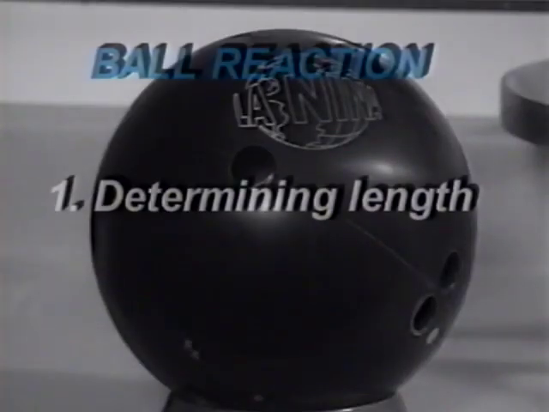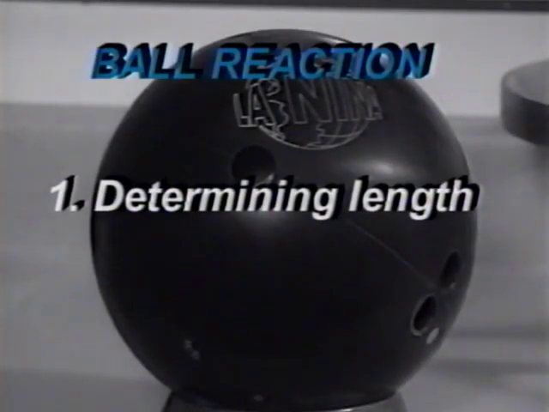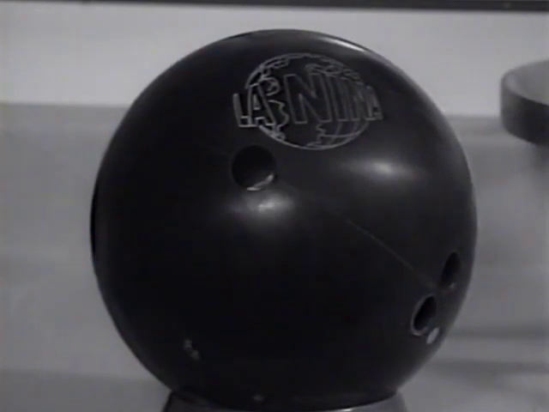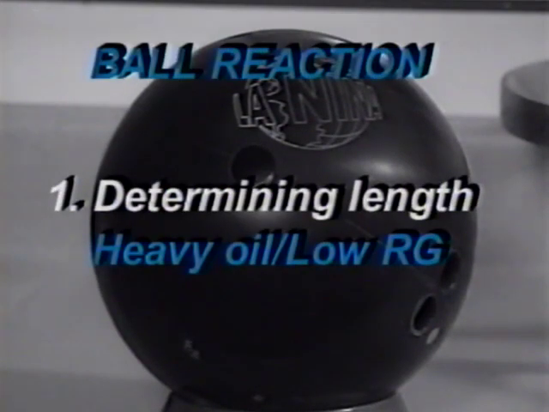After we've characterized the type of conditions we'll be bowling on, we need to select the desired amount of length. What would you suggest for dry to light oiled lanes? For a lightly oiled lane or light volume of oil, we'd want to select a ball that has a higher RG. That one's going to produce more length, the RG standing for radius of gyration. And for a heavy oil condition, we'd want to select a ball that has a lower RG. This type of core construction is going to produce earlier roll.